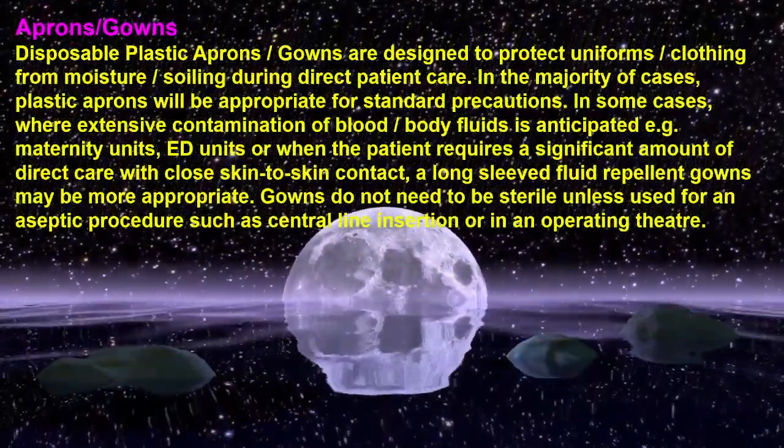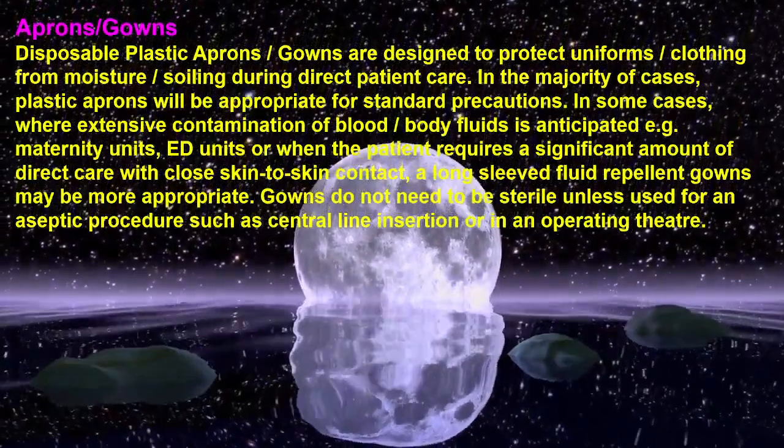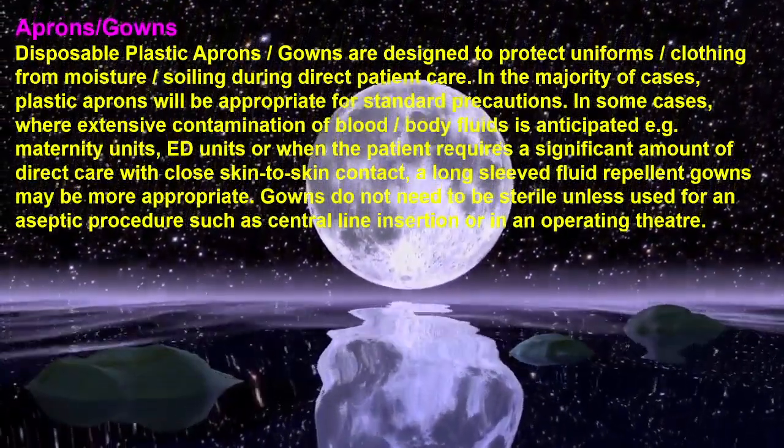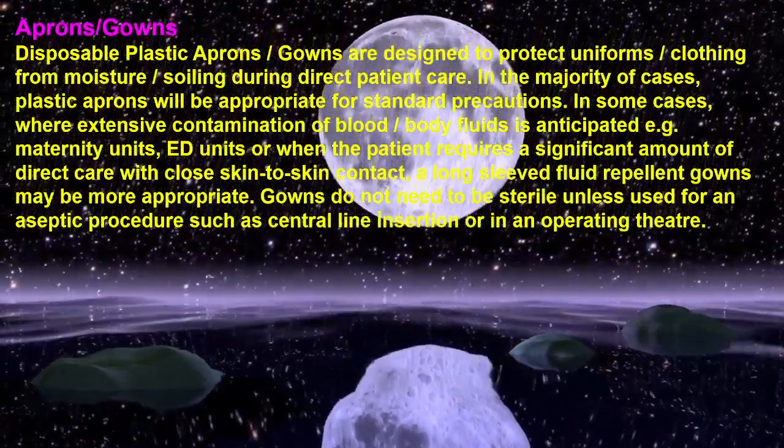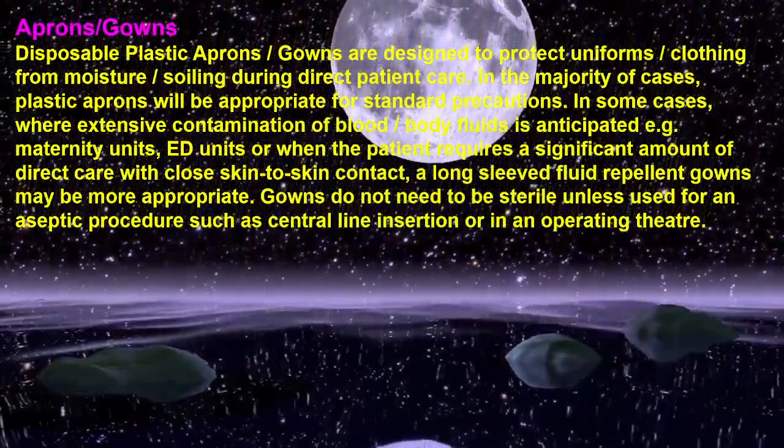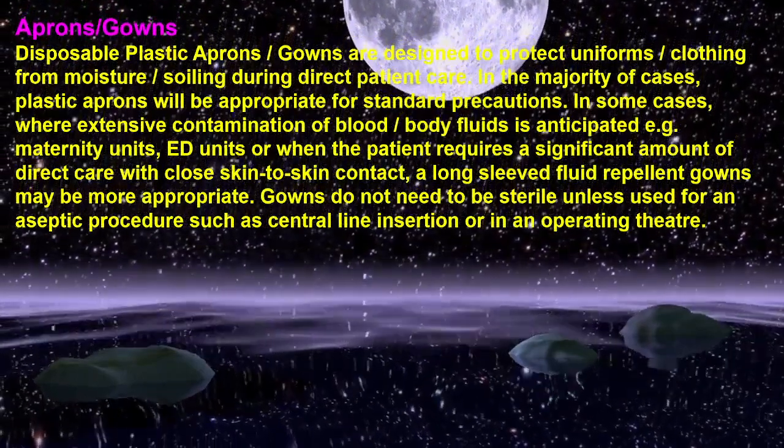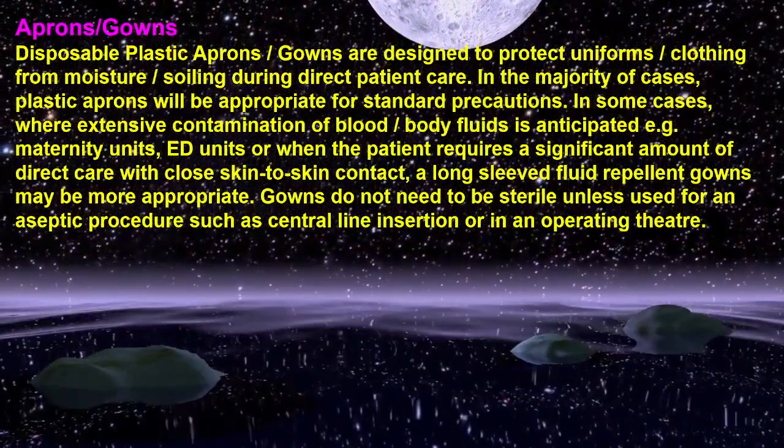Aprons/gowns. Disposable plastic aprons/gowns are designed to protect uniform/clothing from moisture/soiling during direct patient care. In the majority of cases, plastic aprons will be appropriate for standard precautions. In some cases, where extensive contamination of blood/body fluids is anticipated, e.g. maternity units, ED units, or when the patient requires a significant amount of direct care with close skin-to-skin contact, long-sleeved fluid-repellent gowns may be more appropriate. Gowns do not need to be sterile unless used for an aseptic procedure such as central line insertion or in an operating theater.